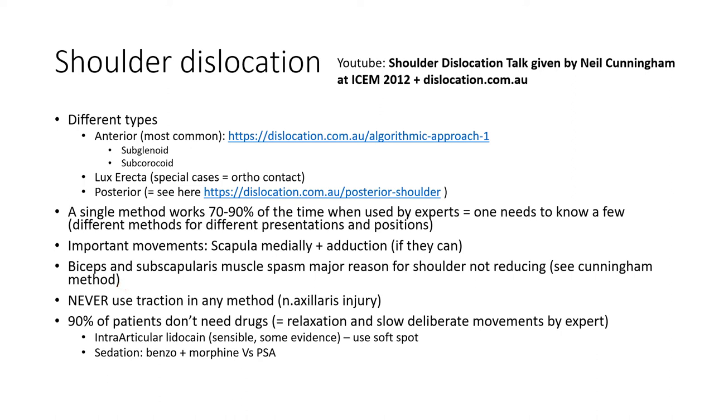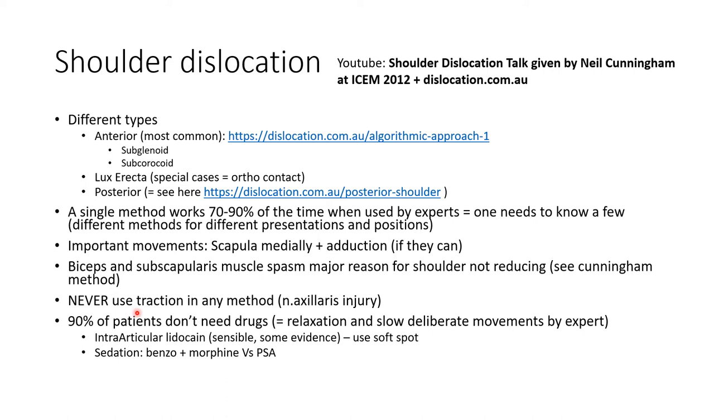Then it's important to know that usually what keeps the patients from reducing, for the anterior at least, is spasm in the biceps and the subscapularis muscles. So it's really important for the relaxation part of reductions that we take this seriously and try to relax the patient and maybe massage these areas, or that's what they do in the Cunningham method anyway. So the biceps and subscapularis are usually the reason why the shoulder is not reducing by itself, and that's important knowledge.